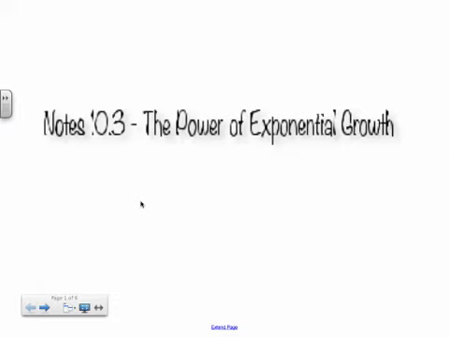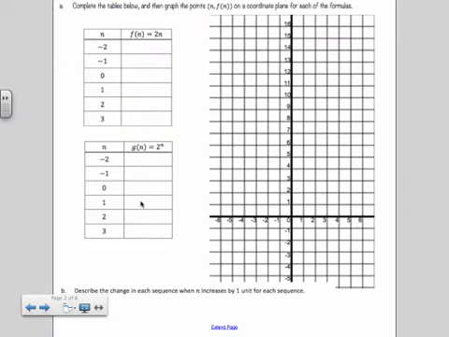All right, we are going to continue to talk about the power of exponential growth and how it relates to what we learned in class. So if you take a look at page 7 of your notes, we're looking at question number 3. It's asking us to understand the difference between f of n equals 2n and f of n equals 2 to the nth power. So question A says to complete the tables below and graph the points on a coordinate plane for each of the formulas.